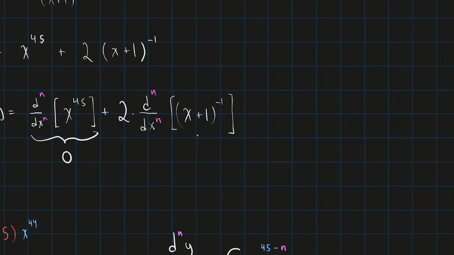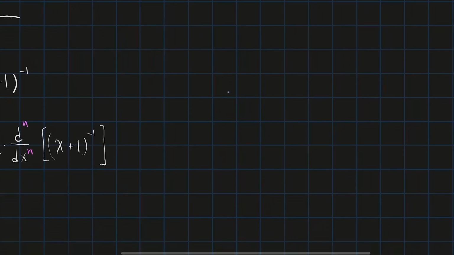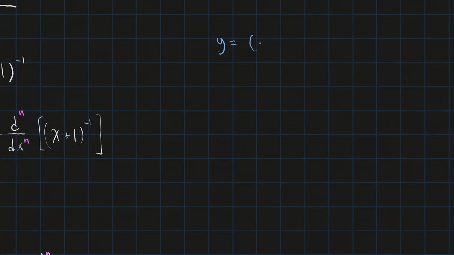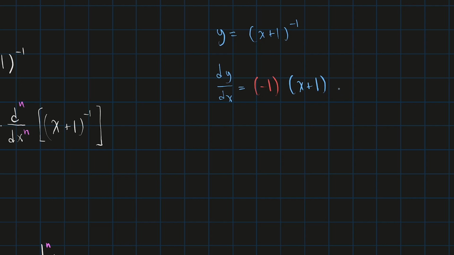Now we're going to follow a similar exercise for x plus 1 to the power of negative 1. So let's do that on this side here. Let's say that y is equal to (x+1)^(-1). This means that dy/dx is equal to negative 1 times (x+1)^(-2). So I just used my power rule there. And notice that if I use chain rule as well, the derivative of the inside is just 1. So I don't really have to worry about it. It doesn't impact my derivative all that much.